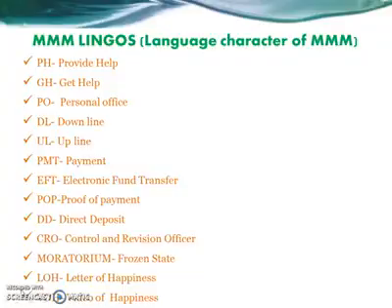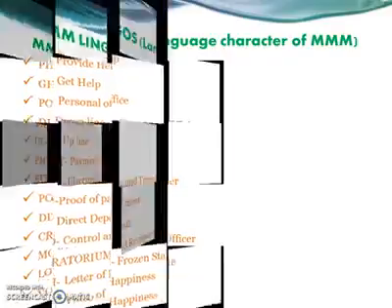PO means personal office. DL means downline. UL, upline. PMT, payment. EFT, electronic fund transfer. POP, proof of payment. DD, direct deposit. CRO, control and revision officer. Moratorium means a frozen state. LOH means letter of happiness. VOH means video of happiness.